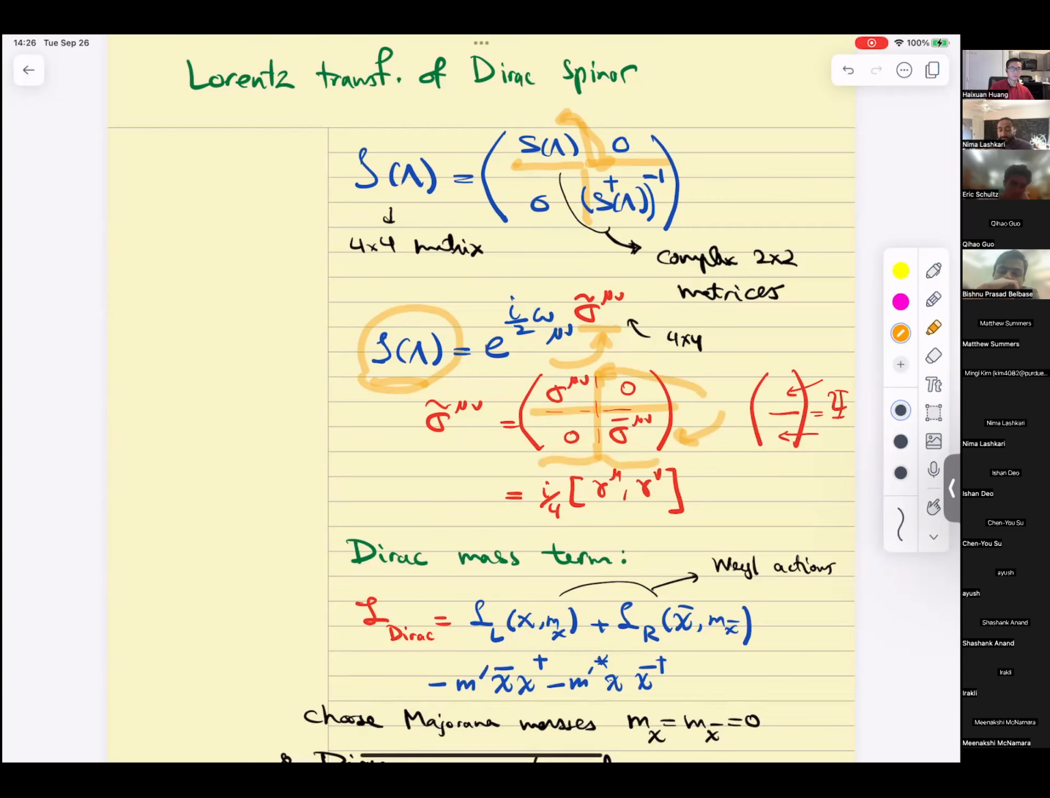Now, if you want to know if there's an elegant way of writing these down all in terms of Dirac matrices, yes, there is, and here it is.